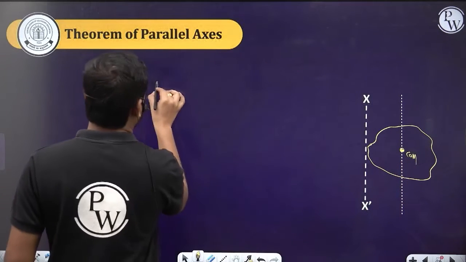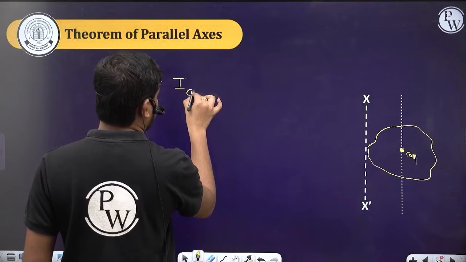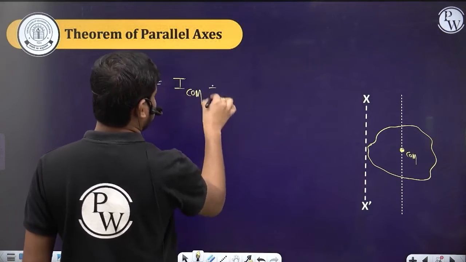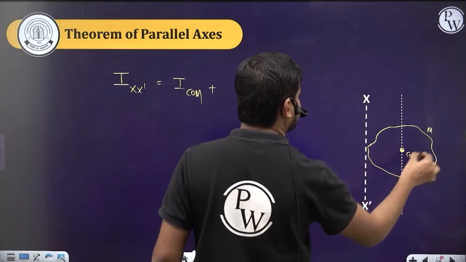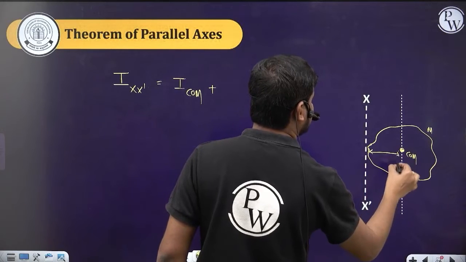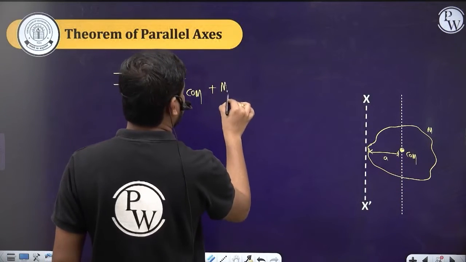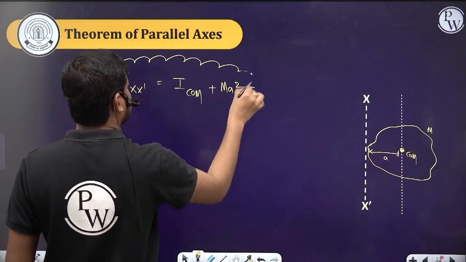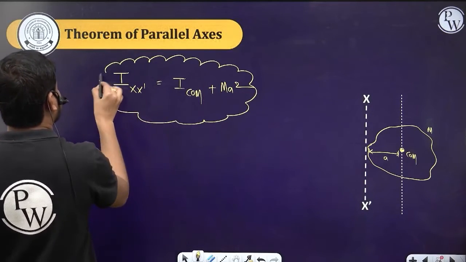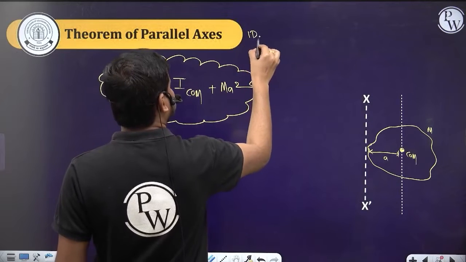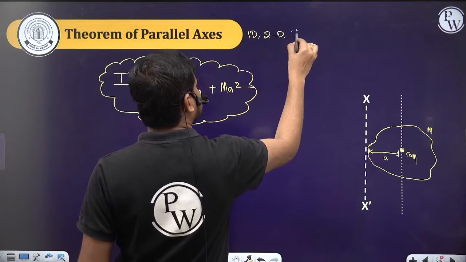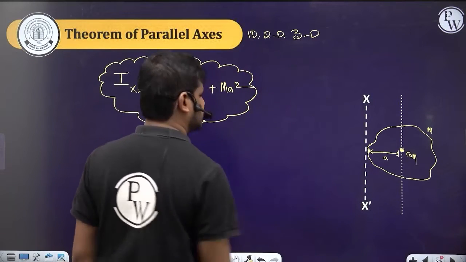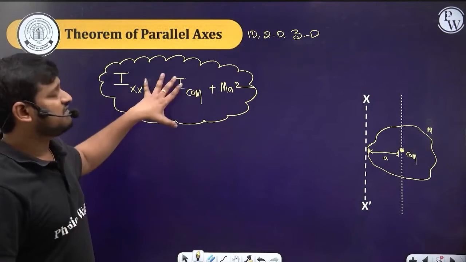So then the moment of inertia about its center of mass plus, let the body's mass be m. Consider this distance is a, so m into a square. This is a formula you should remember, guys. The parallel axis theorem can be applied for 1D objects, for 2D objects, and for 3D objects. But when to apply?